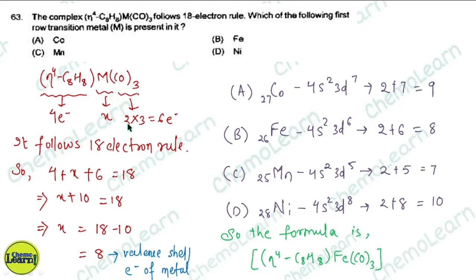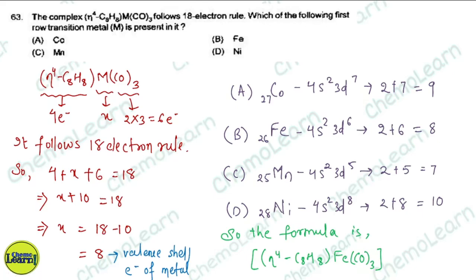So here 2 into 3, that is a total of 6 electrons donated by carbonyl groups, and we have to calculate the valence electrons of M. So here it is given that this complex follows the 18 electron rule. So 4 plus x plus 6 should be equal to 18, x plus 10 equal to 18, and x is equal to 8, that means the metal should contain 8 valence electrons.